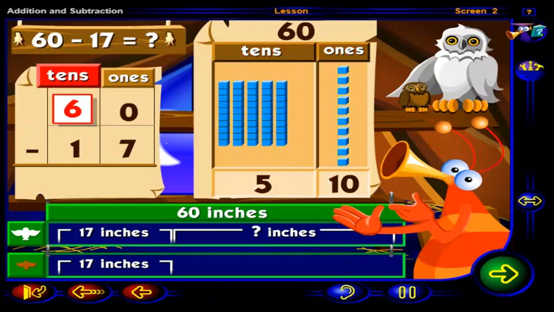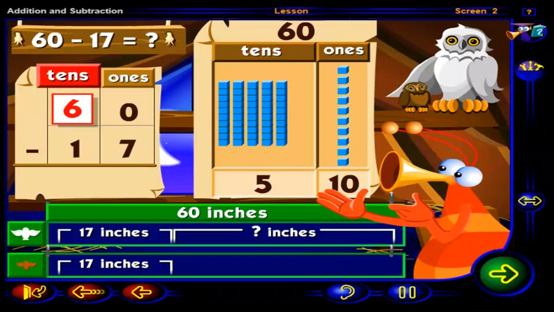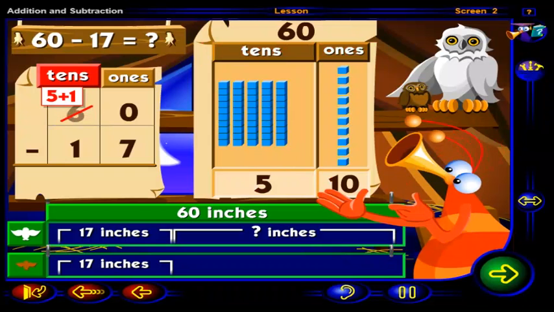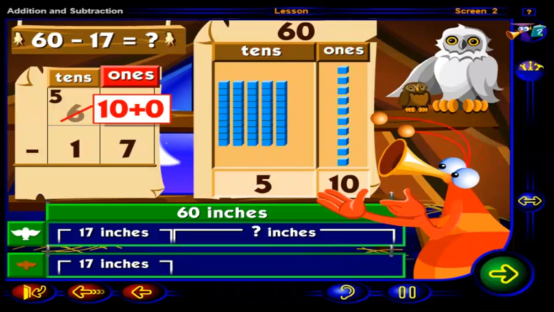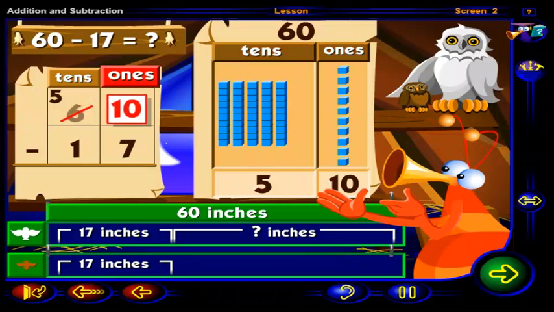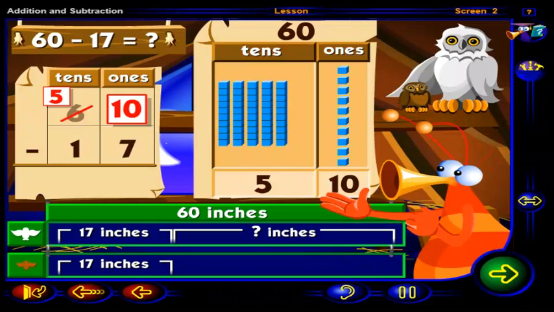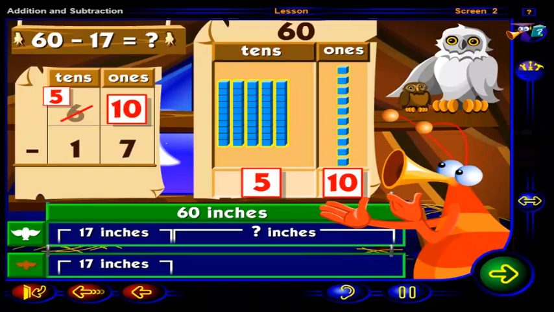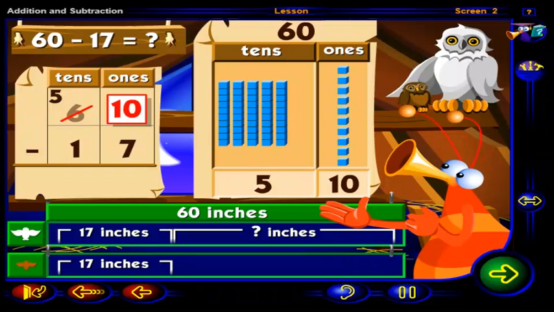So now let's regroup the 6 tens in the tens place here. We can rewrite the 6 in the tens place as 5 plus 1, and regroup 1 ten as 10 ones. 10 plus 0 is 10. So we've regrouped 6 tens as 5 tens and 10 ones here, just as we did using blocks. And now that there is a 10 in the ones place, we can subtract 7.